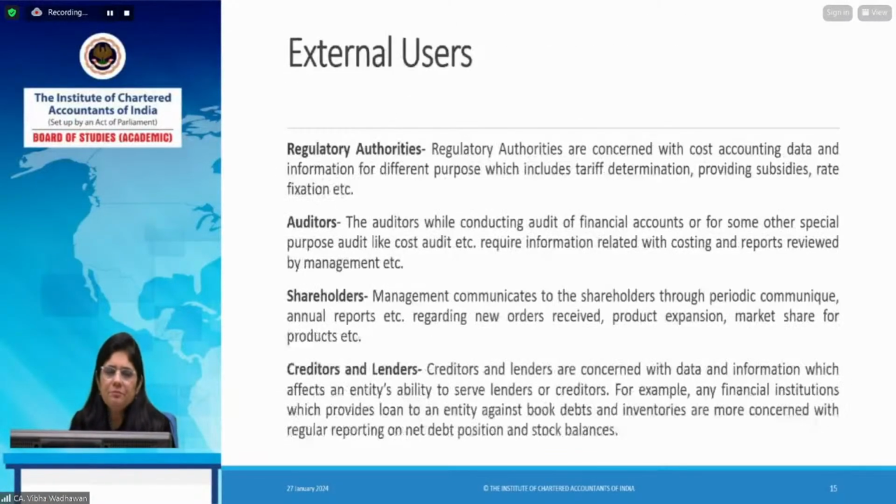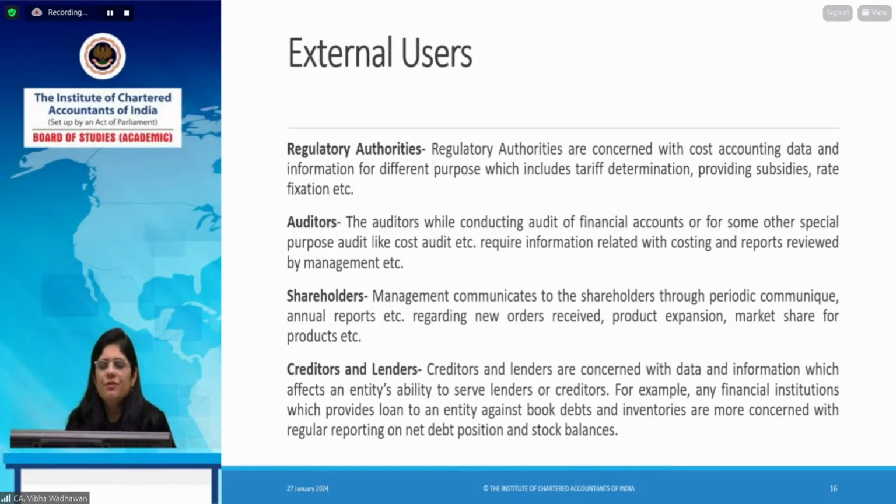All right. Then, of course, external users. External users are less than internal users in cost accounting. In financial accounting, it is more rigorous, with external regulatory authorities to whom we are accountable and answerable. But in cost accounting, it's more internal than external. But yes, external also there to some extent.